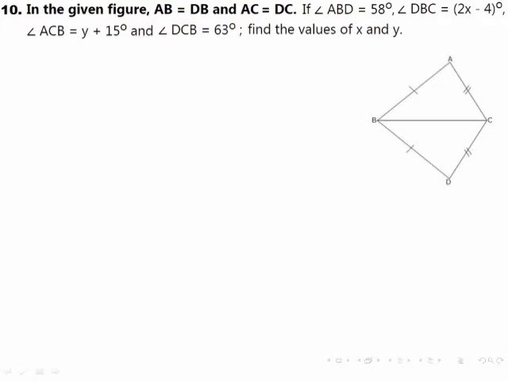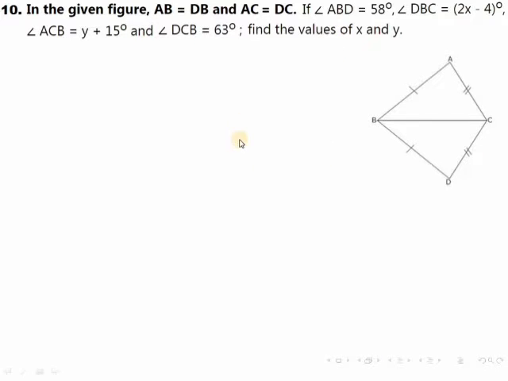In the given figure, AB is equal to DB. We can clearly see from the diagram, and AC is equal to DC. So all these measurements are given. Angle ABD is 58 degrees, DBC is 2x minus 4 degrees, ACB is y plus 15 degrees, and angle DCB is 63 degrees. Now you see there's x out here, and here you have y. So what you need to do is find out the value of x and y.